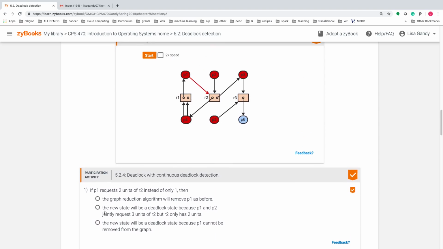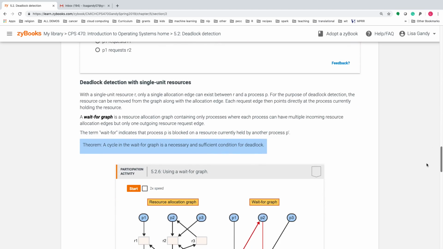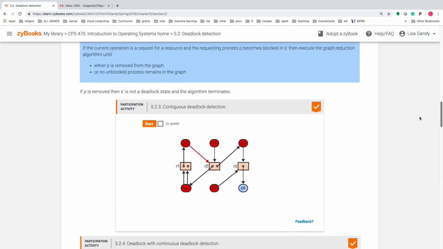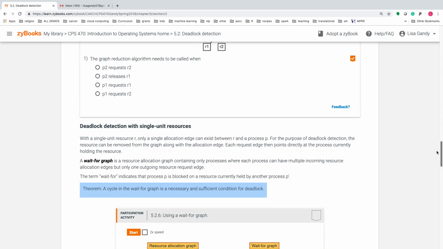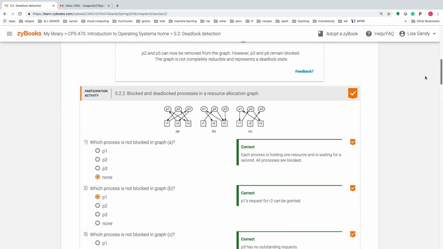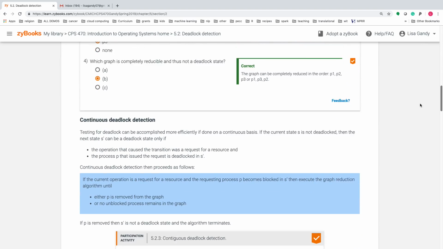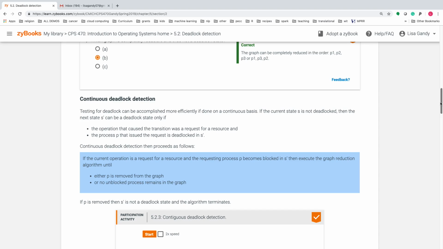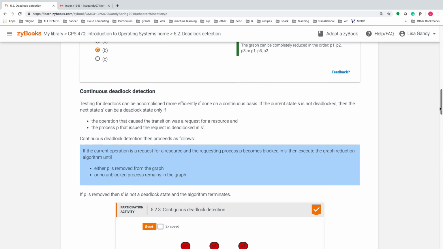Okay. Let's see. Let me think what I want to do. Okay, so we're going to talk about this one and then we're going to stop. So I'll just make the test up to this section here. It's the last part of 5.2. It's going to be this part, but not the last section. Not continuous deadlock detection. Not deadlock detection with single unit resources.